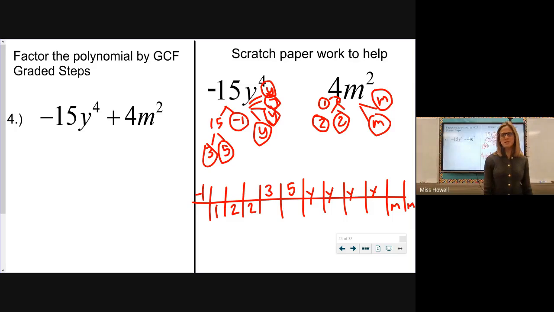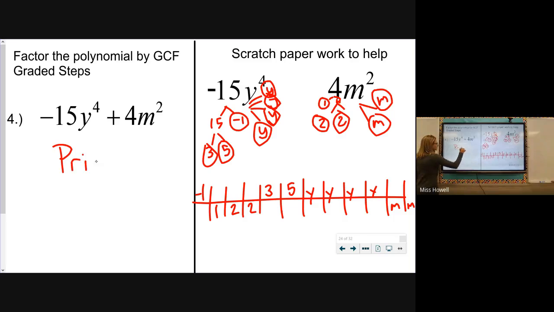And it's a special case, which means that this problem is prime. I can't factor it by GCF. It is prime.